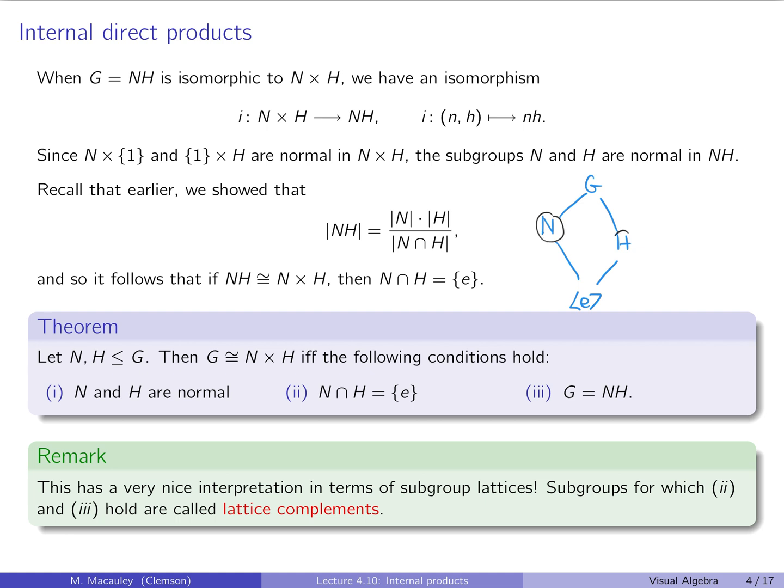And if they're both normal, then G is equal to N times H. We only need normality of one of them. Actually, we don't even need that much. And it's isomorphic to the direct product of N and H. So being able to spot such a pair of subgroups will be a very useful tool going forward.